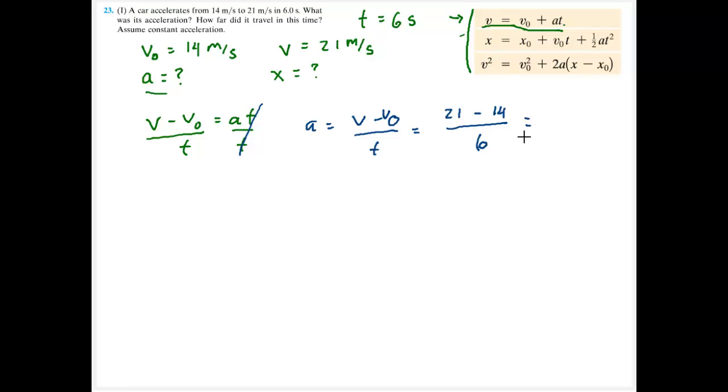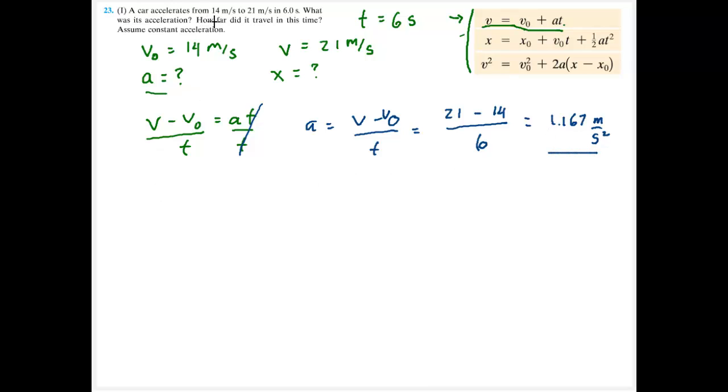So go ahead and I just peck all that into my calculator, and I'm going to come up with 1.167, and the unit will be meters per second squared, because on the top I have meters per second and on the bottom I have seconds. Now if you really want to write it with sig figs, you should probably only write it with two significant figures here, but I'll just leave it like that.